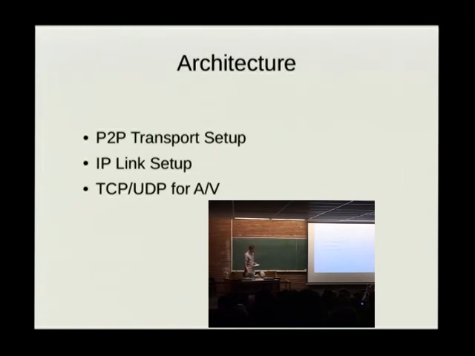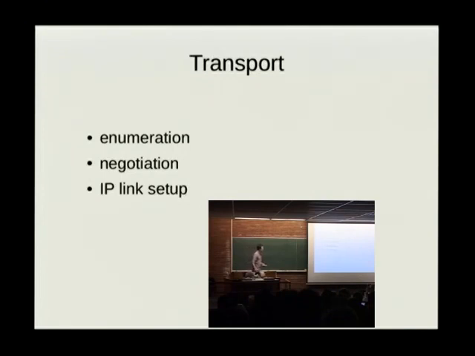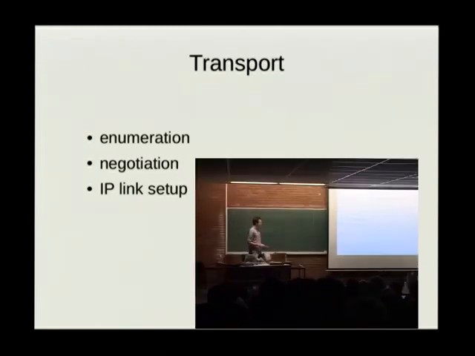So for transport, we have three things. We have device enumeration and discovery. We have negotiation and connection establishment, and we have the IP link setup. Sounds straightforward. Apparently, it's not. It took me 4 months to get this working. It was this Monday that I got the first Wi-Fi device working. That's not very fast.